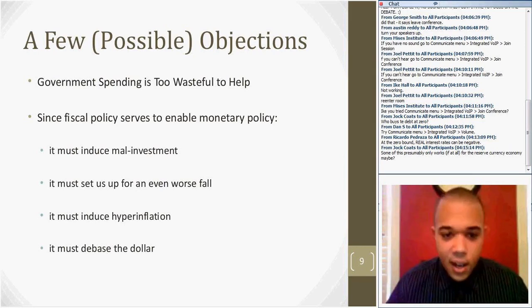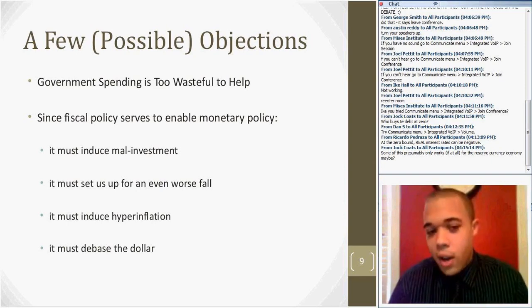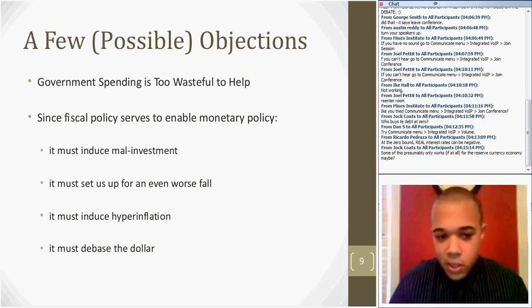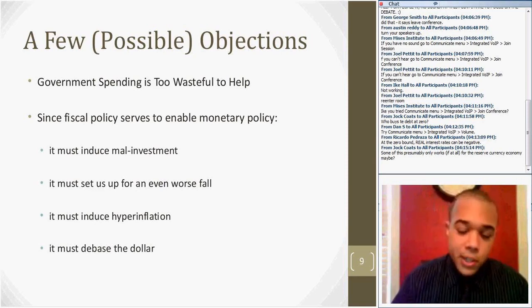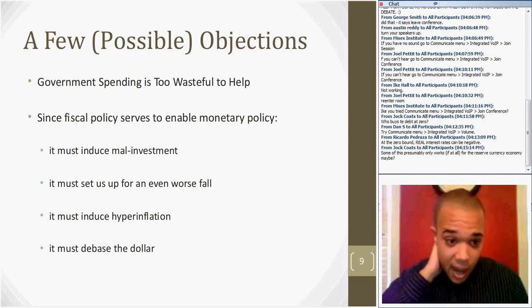We have more time, maybe I'll get into that. Some other objections might be, well, since you're really just talking about enabling monetary policy, you're going to have all these bad effects. It must induce malinvestment. It must set us up for an even worse fall. It must induce hyperinflation, and it must debase the dollar.